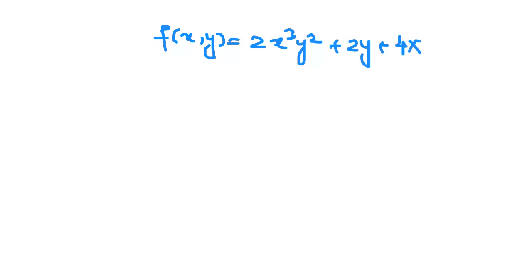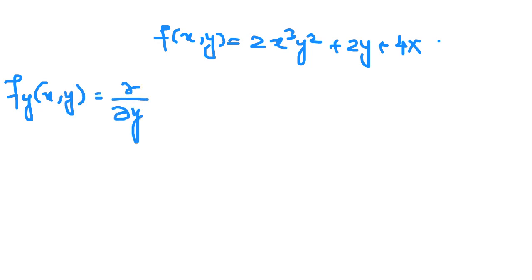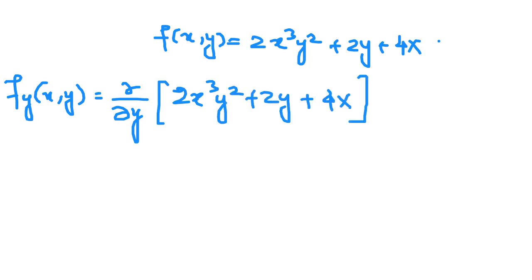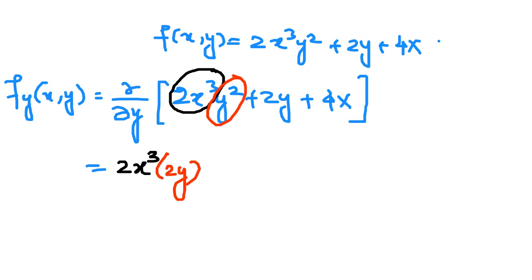Okay, so what is the function f of xy is equal to 2x power 3 y square plus 2y plus 4x. Okay, find the partial derivative with respect to y. That means partial by partial y of this function, that is 2x power 3 y square plus 2y plus 4x. Now you have to choose the x function as a constant. So this is a constant you can take outside. So what is the derivative of y square? The derivative of y square is 2y.